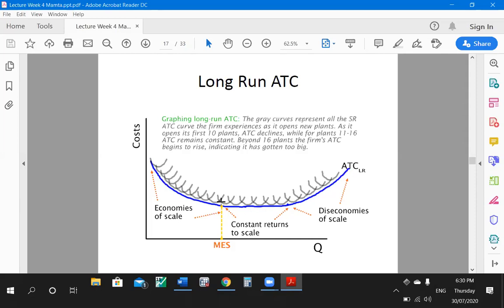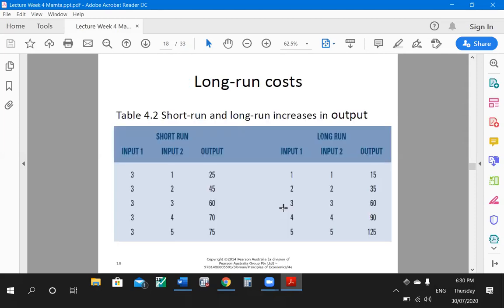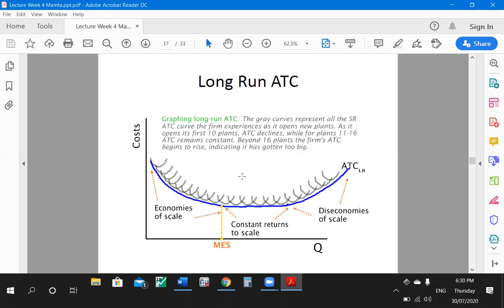Yeah. So this is your constant economies of scale. That's what they mean in here. The long run average total cost curve. It says that the gray curves represent all the short run average total cost curves the firm experiences as it opens new plants. Every new plant they open, the same thing happens. Then it says as it opens the first 10 plants, average total cost declines, while for plants 11 to 16.